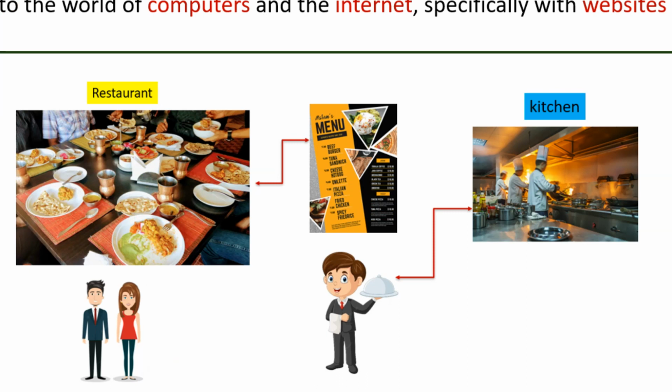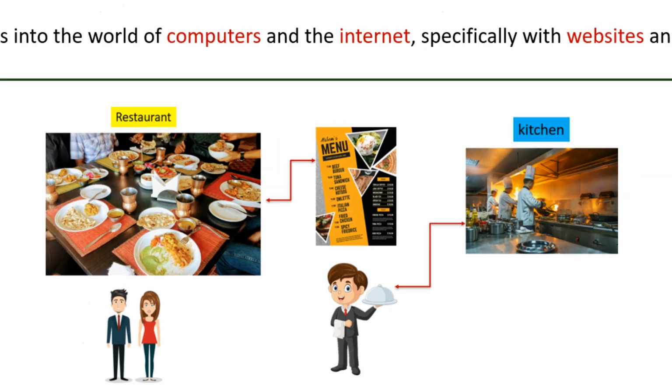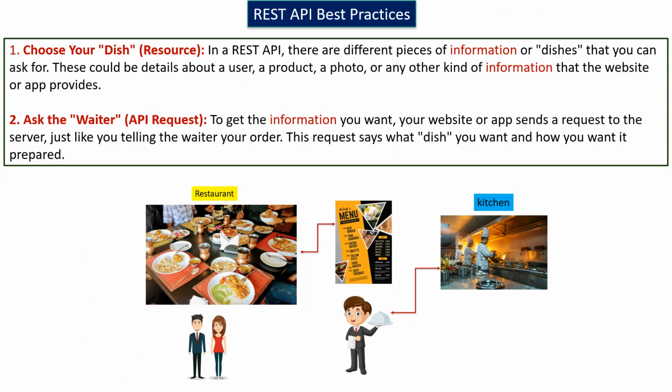Now translate this example into the world of computers and internet, specifically with websites and apps which are talking to each other. Choose your dish, which is equivalent to resource in computer world. In a REST API, there are different pieces of information that you can ask for. These could be details about the user, details about the product, a photo, or any other kind of information that the website or app provides.